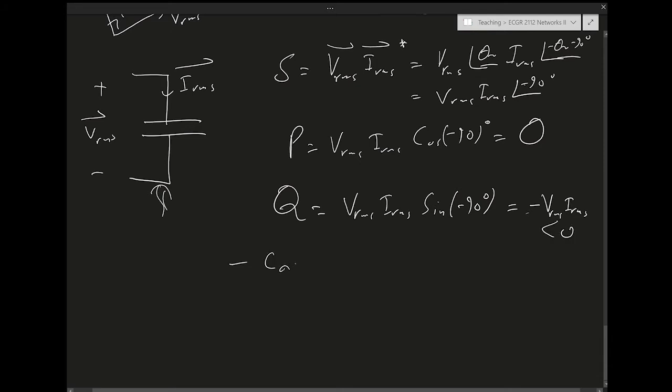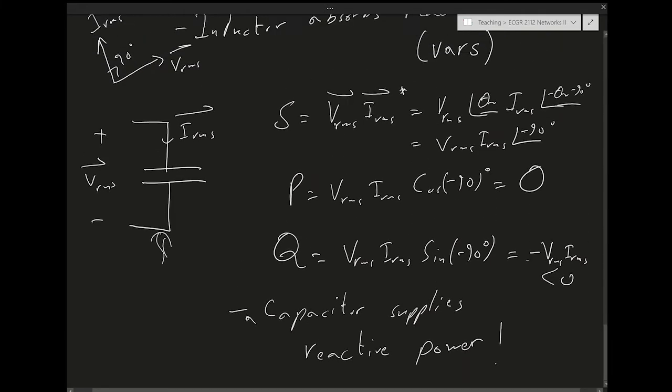So we say a capacitor supplies reactive power. Right, so that's interesting. It does the opposite of an inductor. The inductor absorbs reactive power, meaning using that convention, and then the capacitor supplies reactive power.